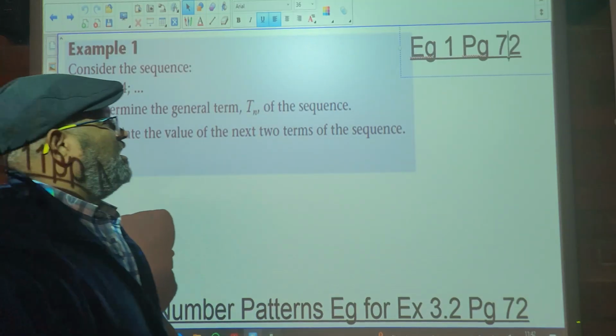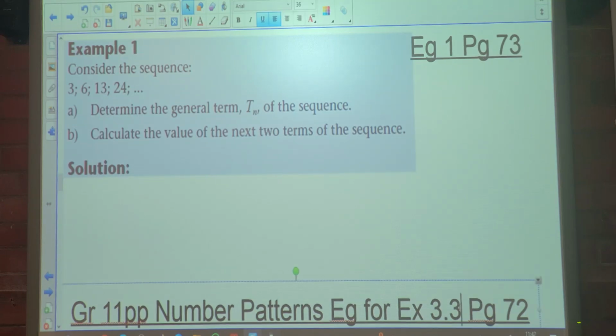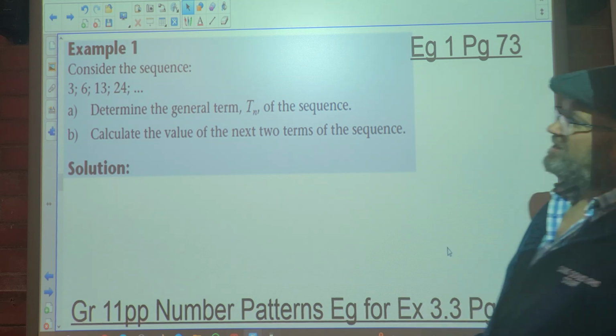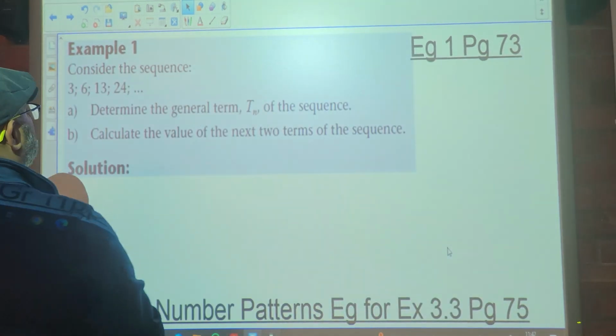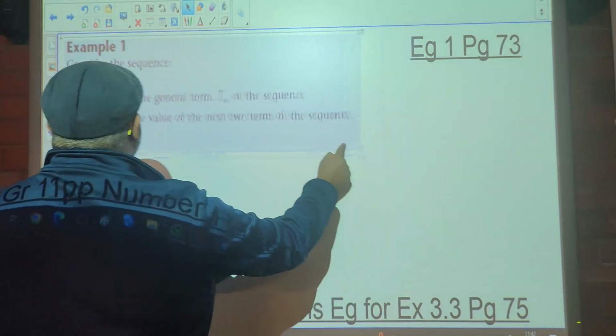I'm looking at example 1 on page 73. And this is for exercise 3.3, which is on page 75. Alright, we are asked to consider the sequence 3, 6, 13, 24. Determine the general term Tn of the sequence.